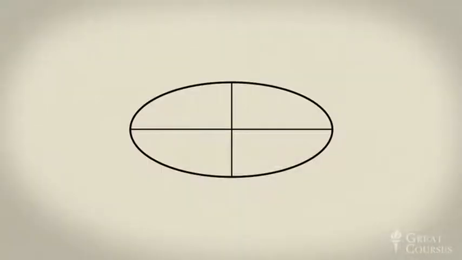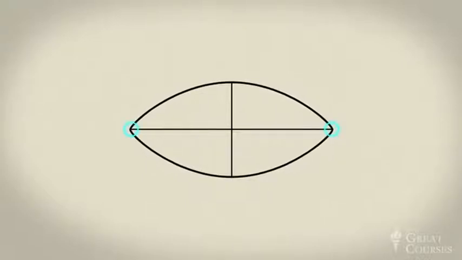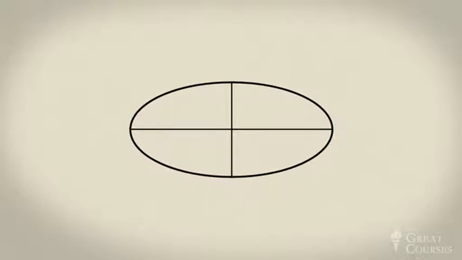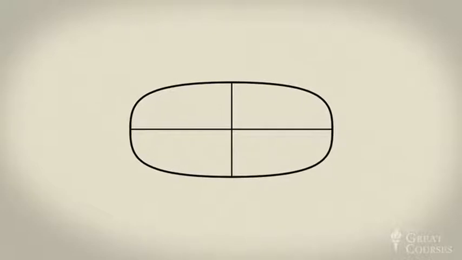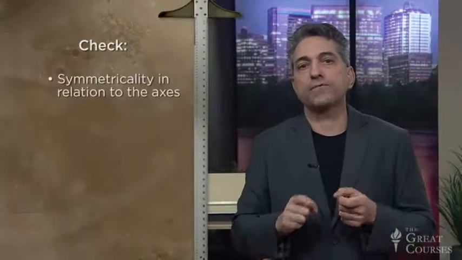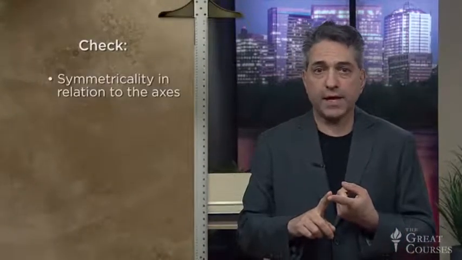There are 2 other things to look for. One is the rounding at the ends of the long axis. Many people take the 2 curving lines and have them meet at a point, like an almond shape. It should be continuously rounded. Another common mistake is flattening out the long curvature. So make these 3 checks as you do this exercise. Check for symmetricality in relation to the axes.